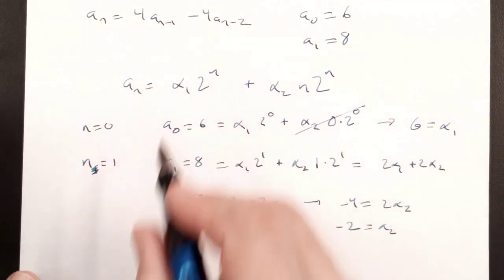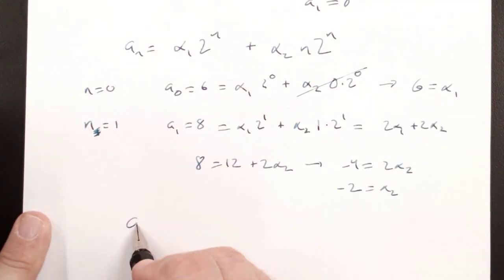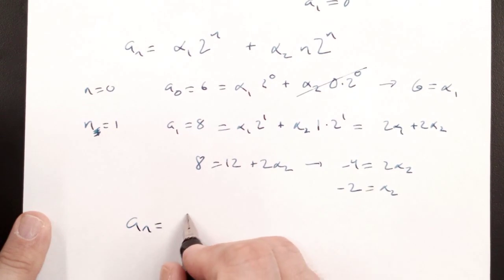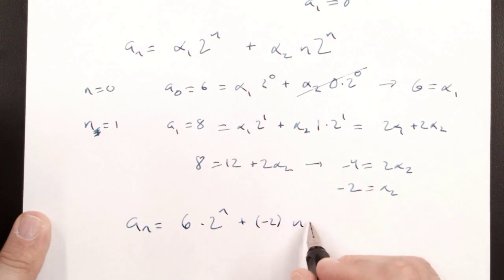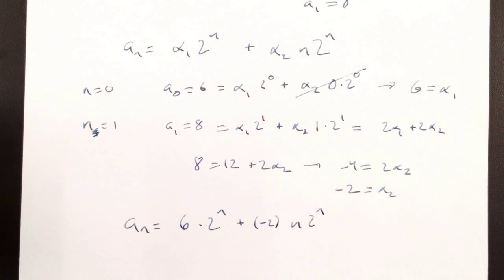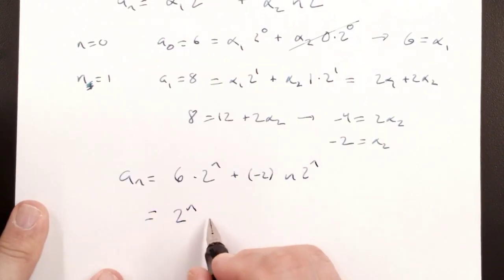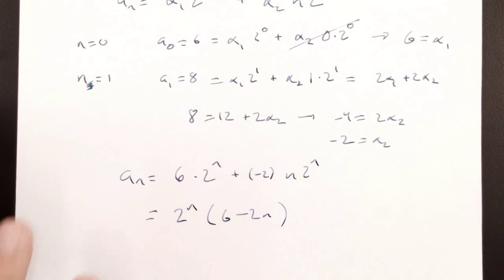which means I now know what a_n is. That's what a_n is. a_n is 6 times 2 to the n plus negative 2 times n times 2 to the n. If I factor out the 2 to the n, I get 6 minus 2n inside parentheses. So because I only have one root for my characteristic polynomial, I end up with a linear equation for a solution as opposed to a strictly exponential equation for a solution.